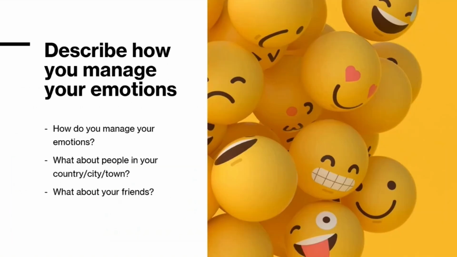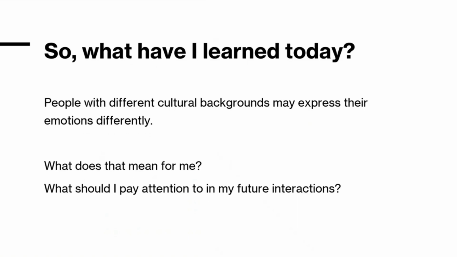The next activity is to describe how they manage their emotions themselves. They have to talk as well about the people in their city, their country, their town, and their friends. And finally, discuss what they've learned today. So they discovered that people with different cultural backgrounds may express their emotions differently. What does that mean for me, and what should I pay attention to in my future interactions? Because you want to raise awareness to the fact that people express their emotions differently across the world.